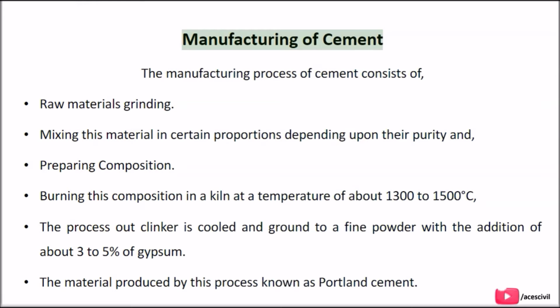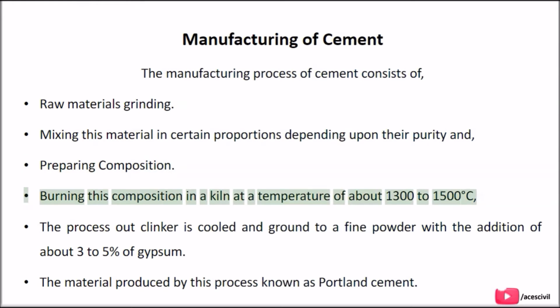Manufacturing of cement. The manufacturing process of cement consists of raw materials grinding, mixing this material in certain proportions depending upon their purity, and preparing composition.